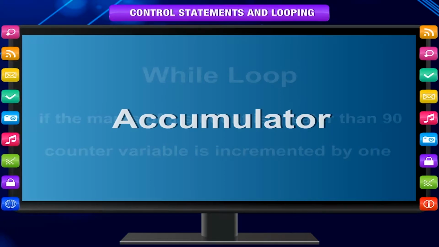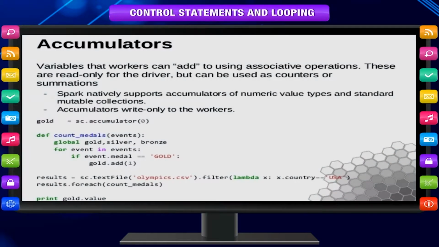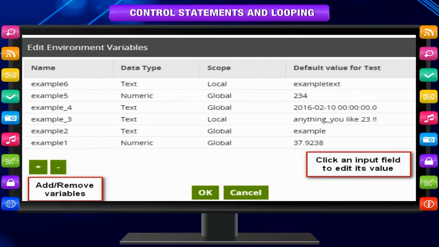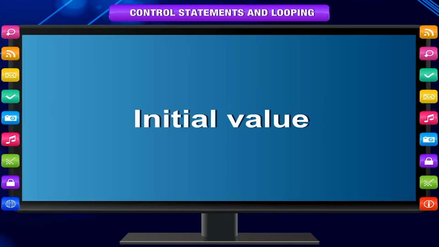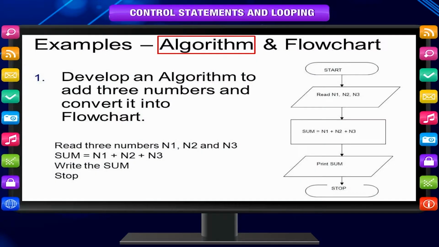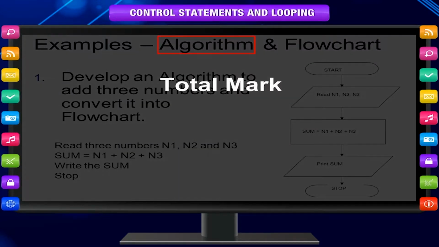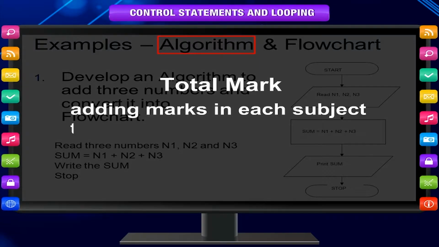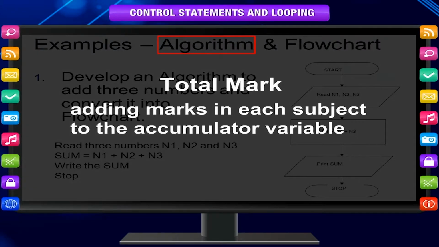Accumulator. An accumulator variable stores partial results of repeated additions to it. The value added is normally that of another variable. The initial value of an accumulator variable is normally set to 0. The algorithm can calculate the total marks by adding marks in each subject to the accumulator variable.